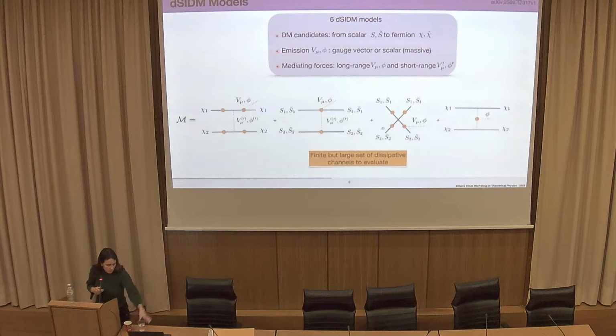These Lagrangians themselves, in quantum field theory language, translate into a large but finite number of dissipative channels that we need to evaluate if we want to obtain an emission amplitude. Just to note why I say large: each orange dot here corresponds to where a particle could be emitted. So you can imagine that this diagram already corresponds to four amplitudes, so the emission amplitude can become quite lengthy and numerically heavy to evaluate.